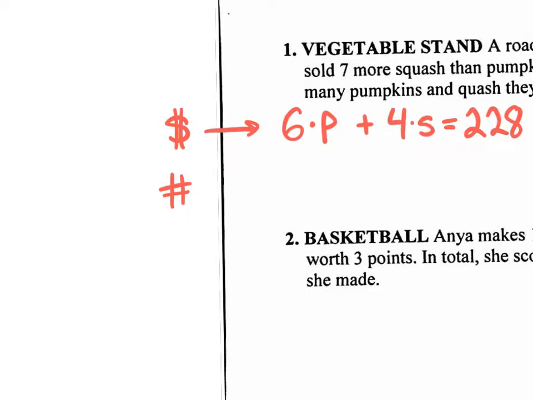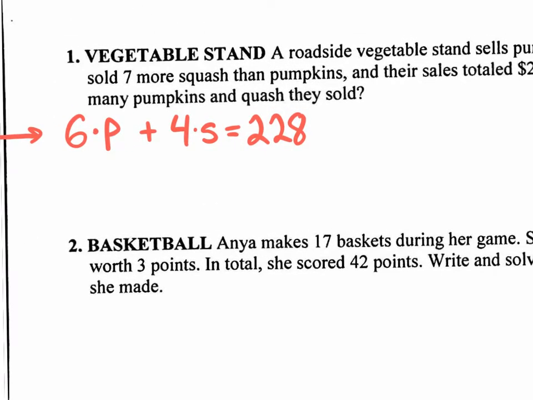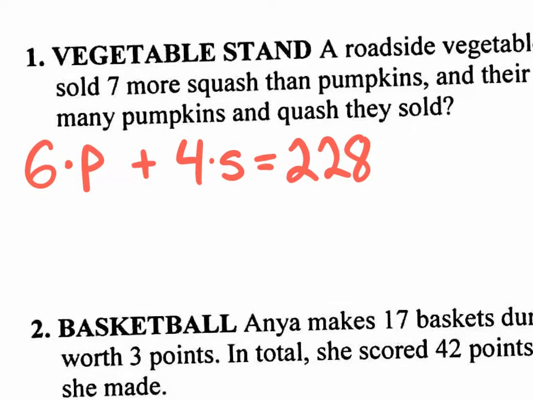Okay, now let's make an equation based on the number of items sold here. Do we know how many pumpkins were sold? No. Do we know how many squash were sold? Yeah. How many squash were sold? 7 more than. Let me go back to it. Okay, so it says right here they sold 7 more squash than pumpkins.